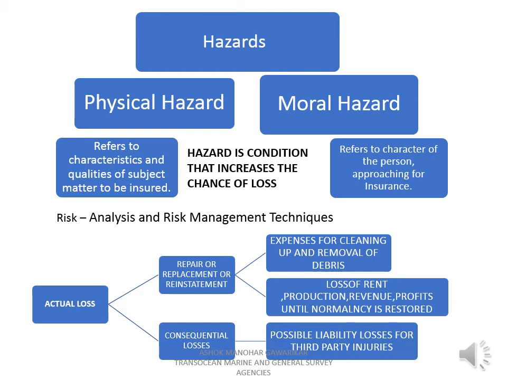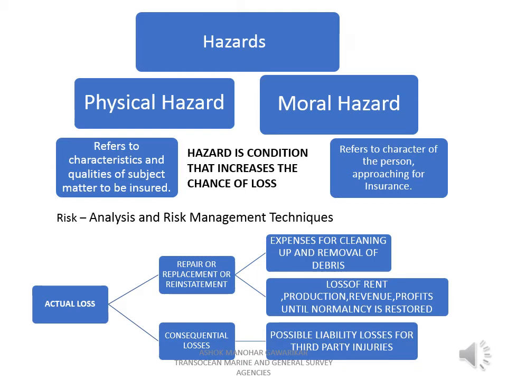There is loss of rent. Now these are the indirect losses. There is a loss of rent, a loss of production, a loss of revenue, and a loss of profit. This continues until the time normalcy is restored. Till that time, we are going to have this type of loss of profit. So these are the consequences of loss after the damage has taken place.